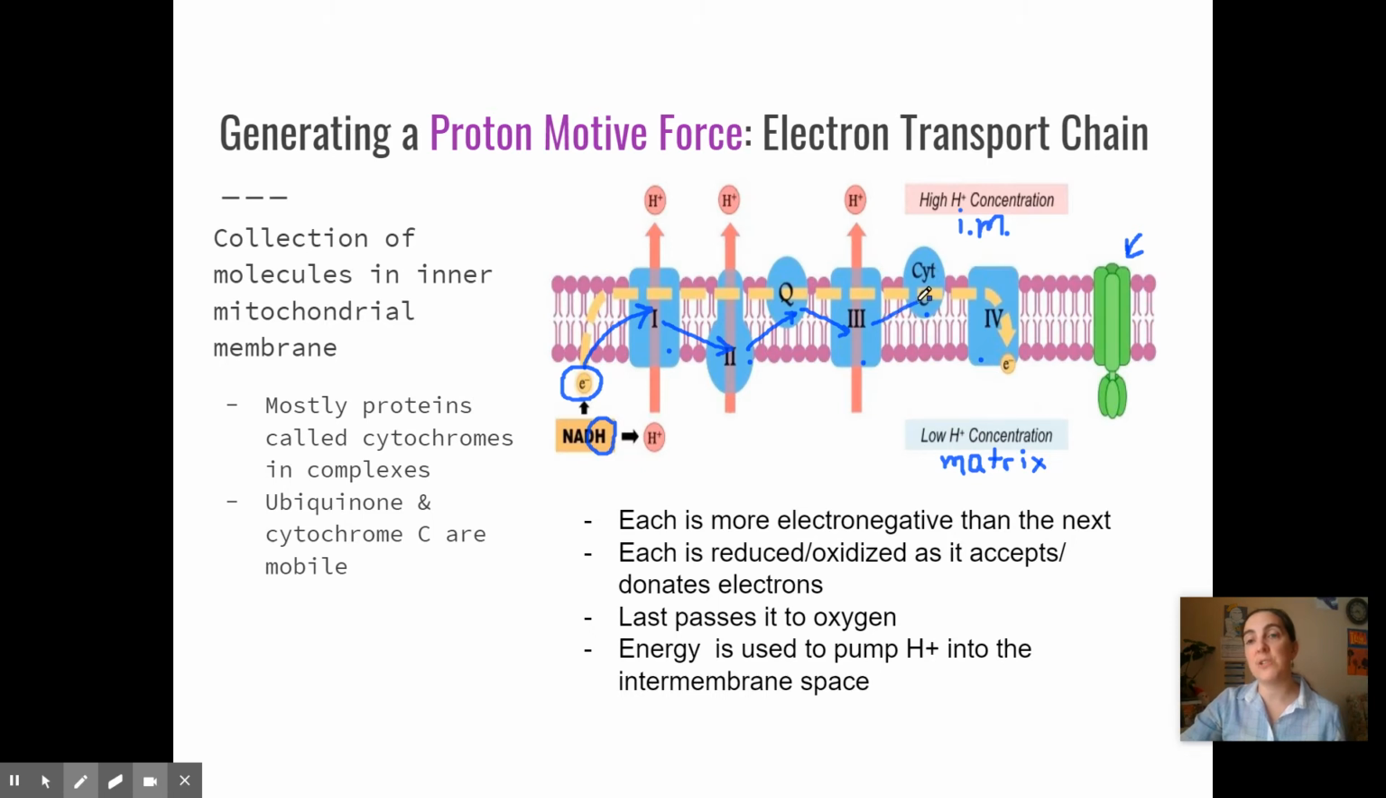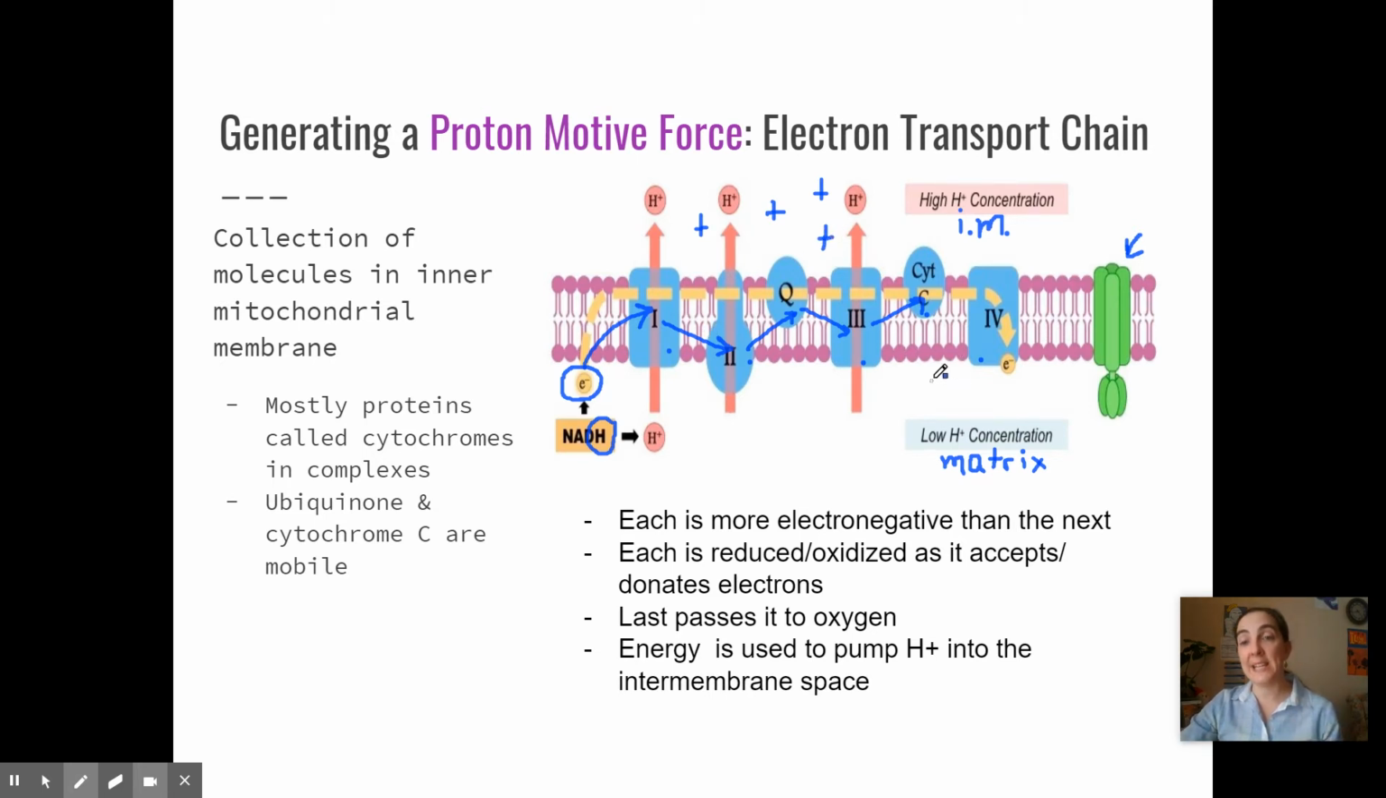So the electrons travel through here. And as they fall down that hill, they release energy. And that energy is used to pump hydrogen ions out into this intermembrane space. And that's what increases the concentration of hydrogen ions out here.